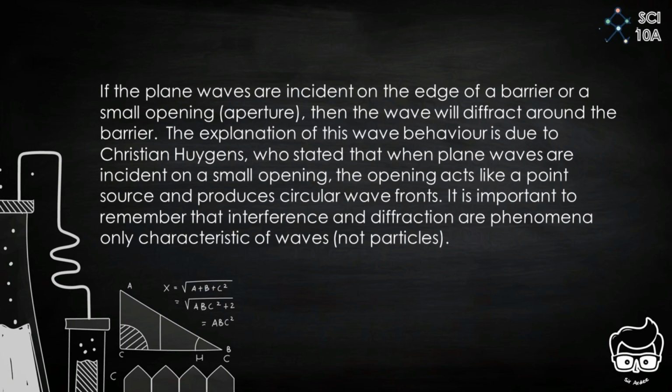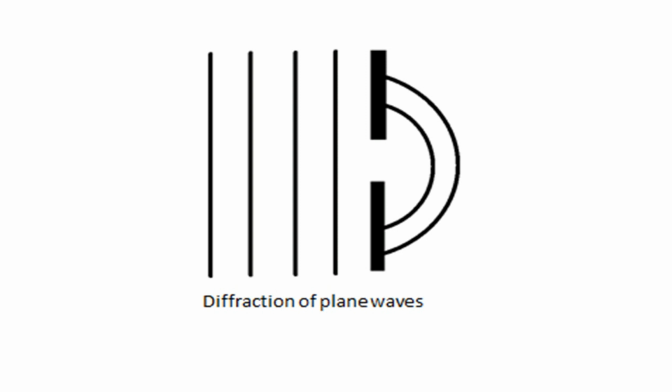The explanation of this wave behavior is due to Christian Huygens, who stated that when plane waves are incident on a small opening, the opening acts like a point source and produces circular wavefronts. It is important to remember that interference and diffraction are phenomena only characteristic of waves, not particles. This is how diffraction of plane waves will look like. If the barrier has a small opening or an aperture, the waves will act just like this.